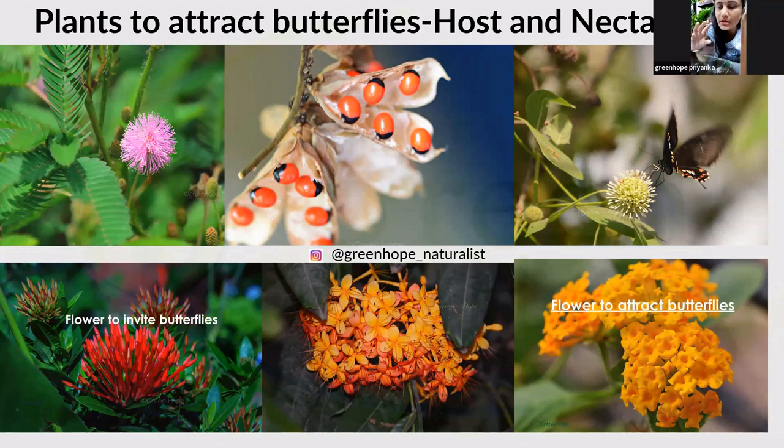this hybrid kadam tree में हम देखते हैं कि वो बड़े बड़े कदम के फ्रूट होते हैं येलो येलो, तो वो कदम जो है, और this is the wild and native real kadam. So for both kadam, the flowers are the nectar for the butterflies, and on the leaves, butterflies lay eggs. Which butterfly? Commander butterfly.